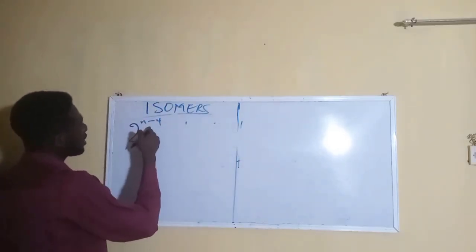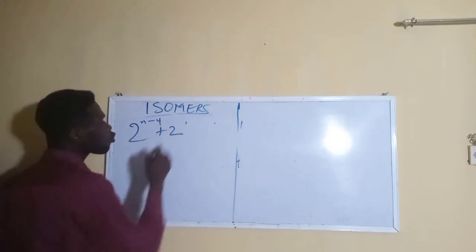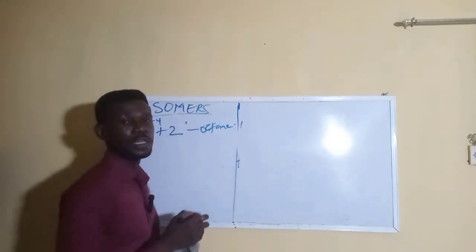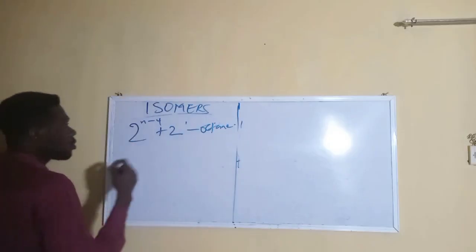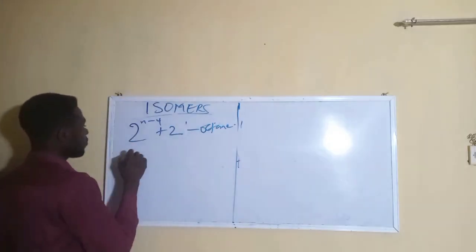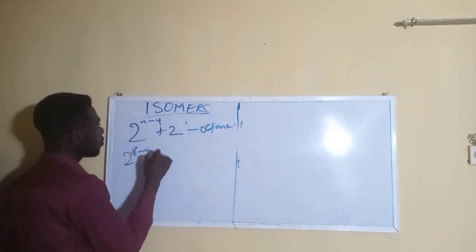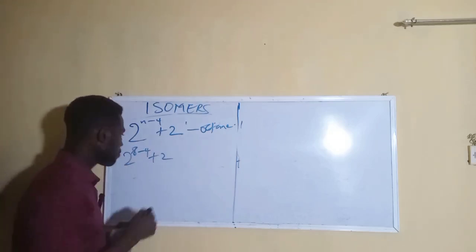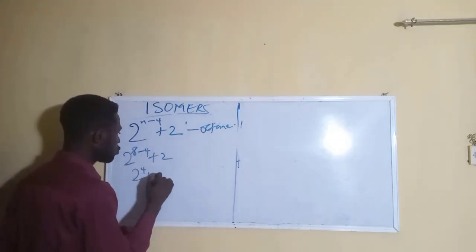2 raised to power n minus 4 plus 2. Now, this particular one is for octane. So if I want to work for octane, I have the formula 2 raised to power 8 minus 4 plus 2. And 8 minus 4 is actually 4. So you have it as 2 raised to power 4 plus 2.